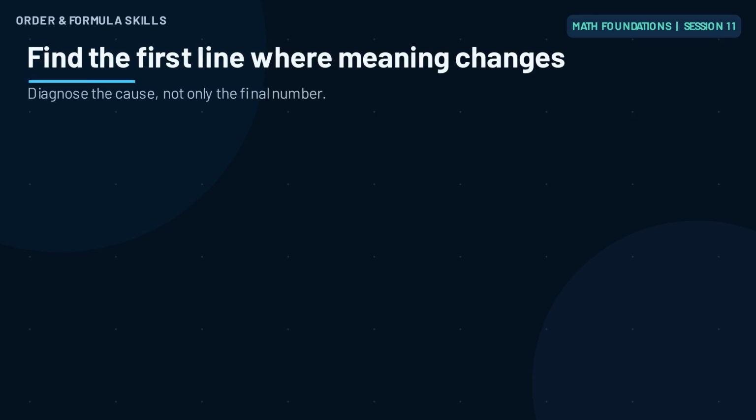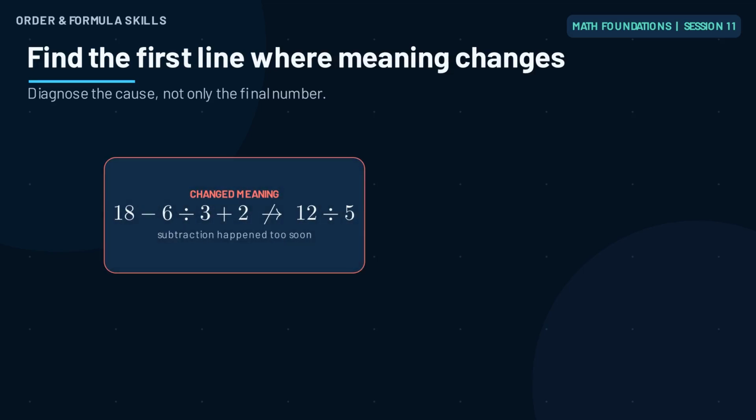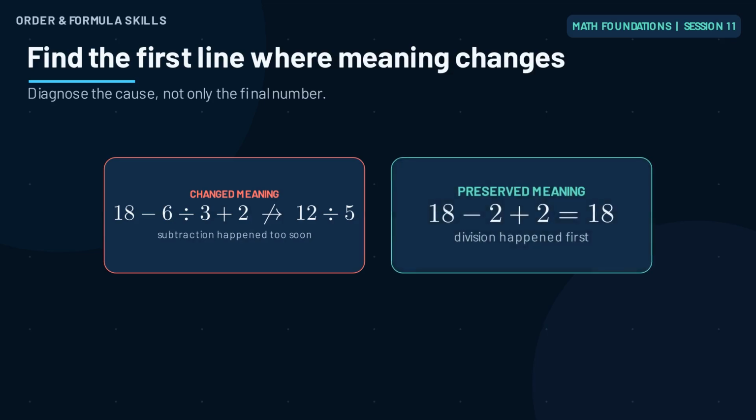Error analysis asks a precise question. Where did the mathematical meaning first change? A wrong solution may end with a believable number, but its first illegal line reveals the cause. For 18 minus 6 divided by 3 plus 2, subtracting first destroys the printed priority. The correct path divides 6 by 3 before handling addition and subtraction. That gives 18 minus 2 plus 2, then 18.